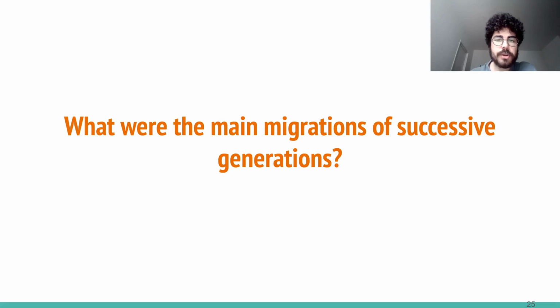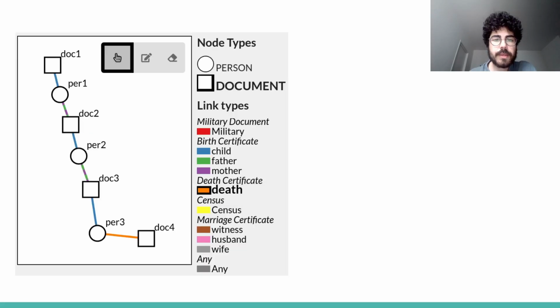The second question of our collaborator was to retrieve the main migrations of successive generations. For this, the historian created a path of successive generations on the node link visual query, interposing birth and union of father and mother links. The union of different roles is expressed as dashed lines on the visual query system.